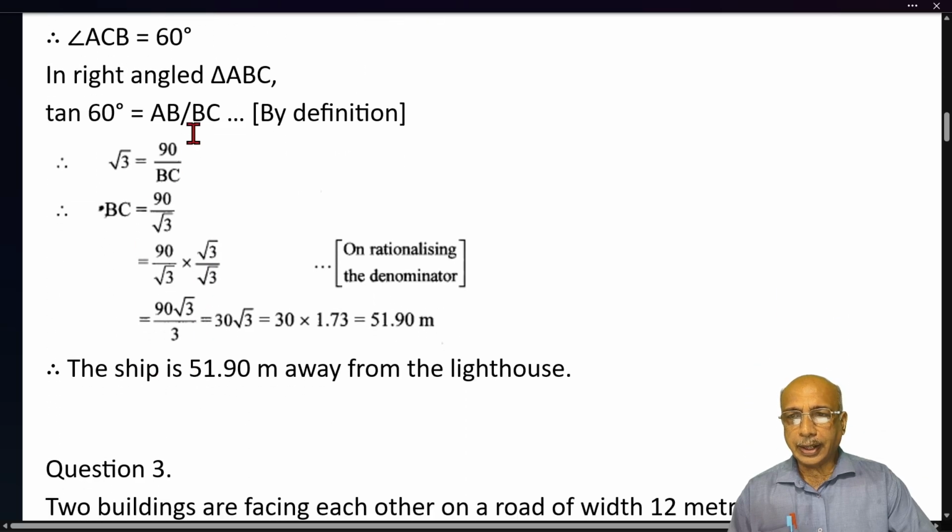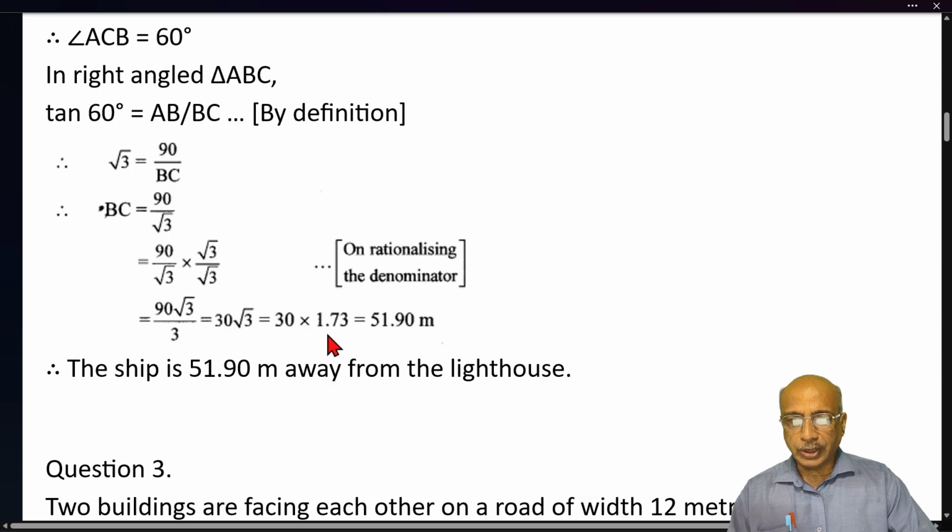Now in right angle triangle ABC, tan 60 equals AB upon BC, that is opposite side upon adjacent side. Then substituting the values, now you know very well, root 3 is the value of tan 60, equals 90 upon BC. Therefore, cross multiply, BC equals 90 upon root 3. On rationalizing the denominator, multiply root 3 to numerator and denominator. So it will be 90 root 3 upon root 3 into root 3 will be 3. 3 ones are 3, 3 nines are 27, so this equals 30 root 3.